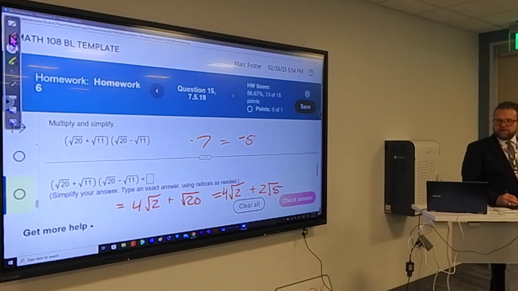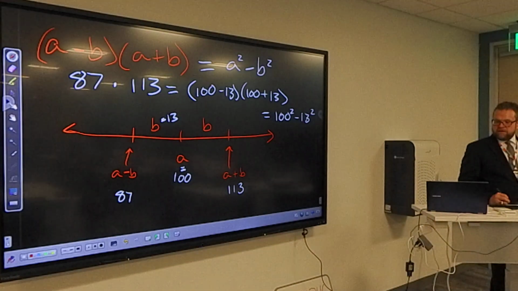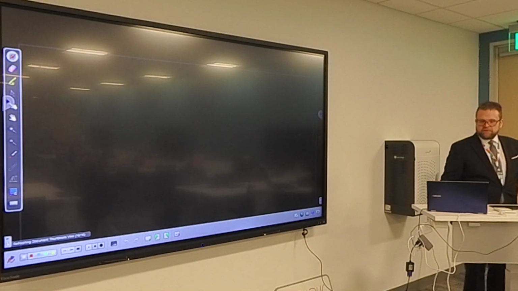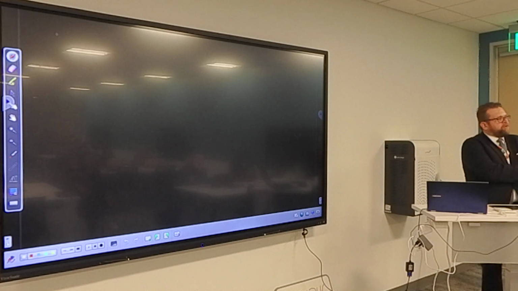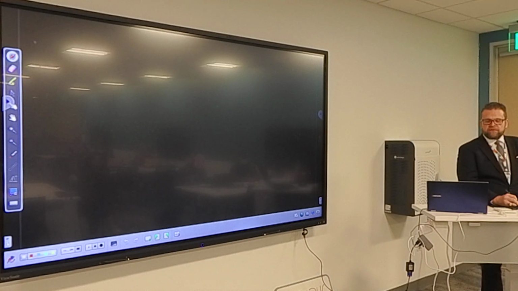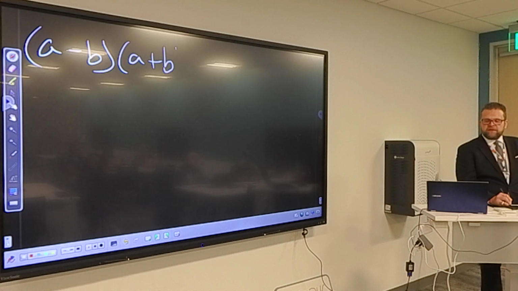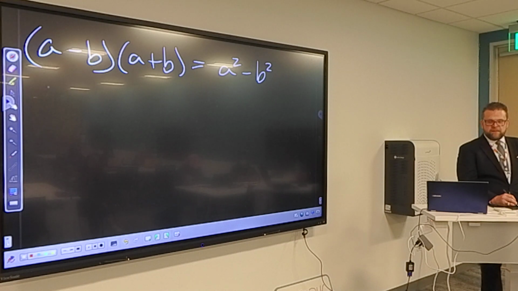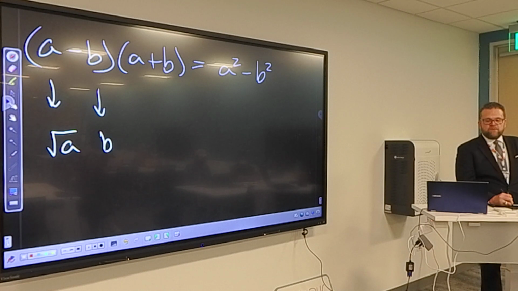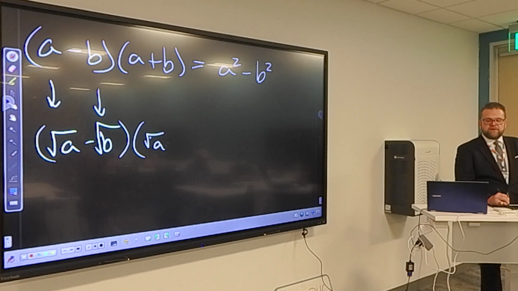In case there's a missing link here, when we say conjugate pair and difference of two squares, it works on anything, not just perfect squares. Even though this conjugate pair, a minus b times a plus b, is a squared minus b squared, you can directly substitute the a with the square root of a, and the b with the square root of b. The square root of a minus the square root of b times the square root of a plus the square root of b is just a minus b.